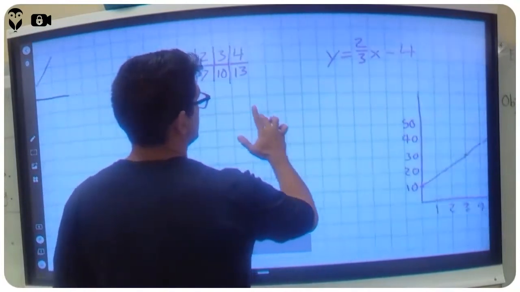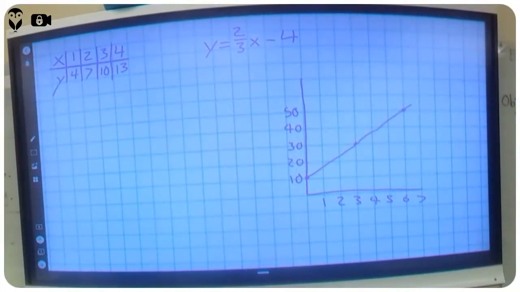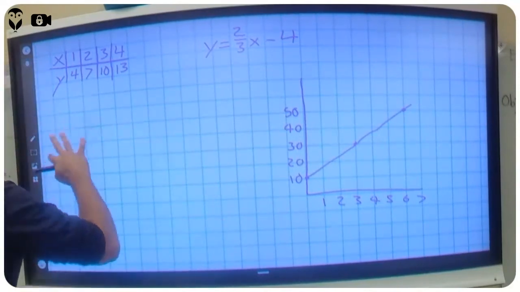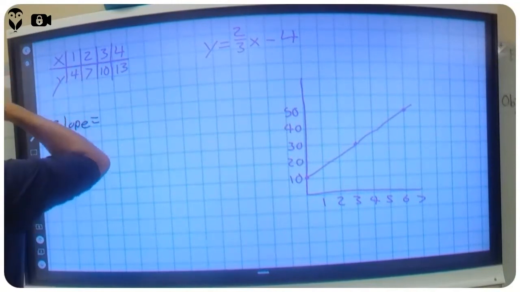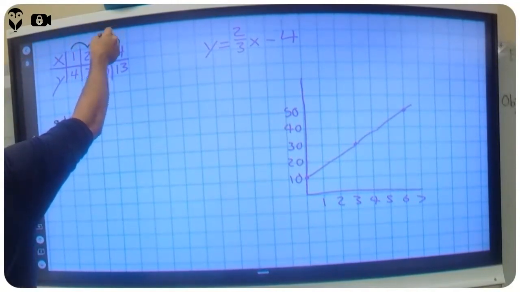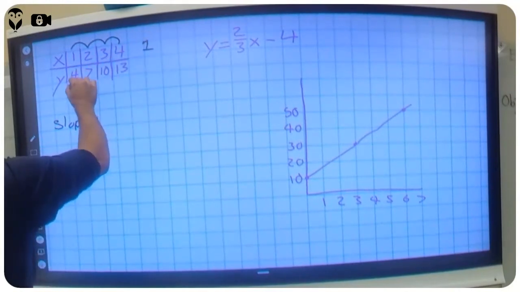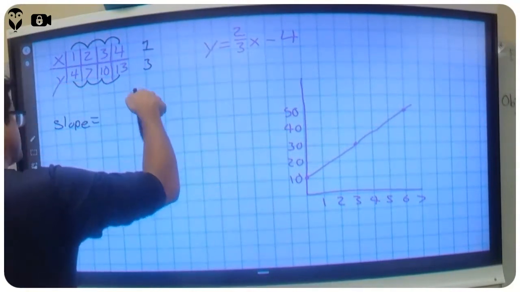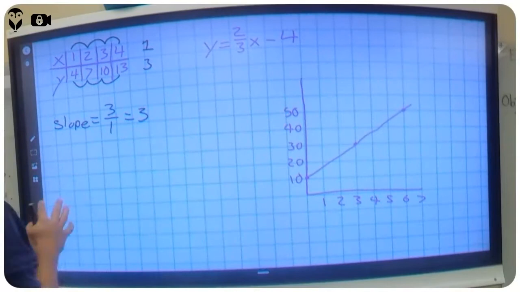Pretty self-explanatory, those are pretty easy. For this one, we need to pull out the slope and the y-intercept. They call it slope or rate of change. Rate of change and slope are the exact same thing. We need to find the constant rate of change. So x is going up by 1, and y is going up by 3. Remember that y goes on top, rise over run. 3 over 1 is 3. So the slope is 3.